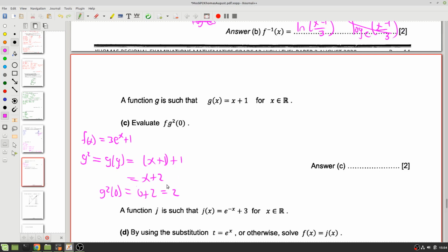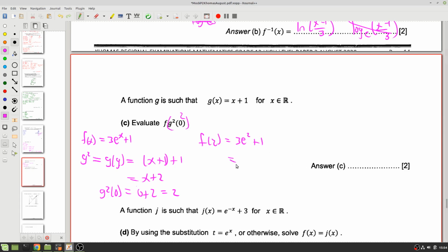And now that we have that, we can put that back into f. So now we can do f of, so this whole thing we found was 2, so we can do f of 2, which is 3e to the power 2 plus 1. And that could be our answer.